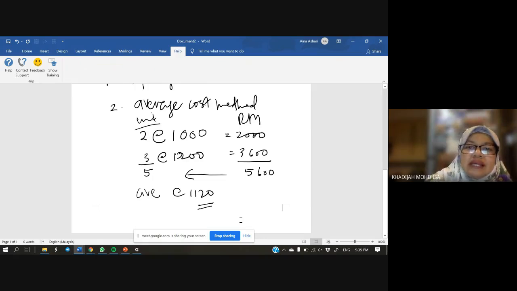Okay. So the next one is on first in, first out. It shows that you're going to determine how much is your cost of goods sold based on first in, first out. So the issue here is actually to determine the COGS, and then how much is your closing stock based on the method that you use.